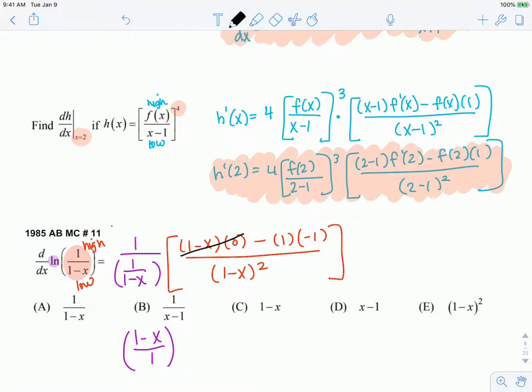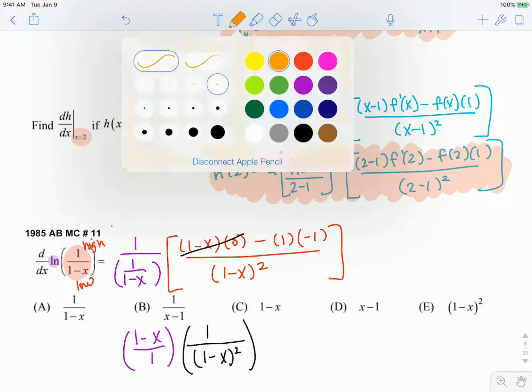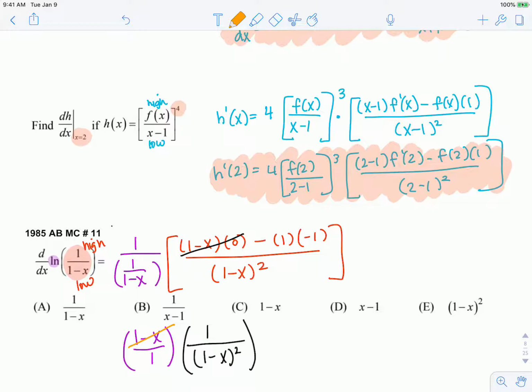This piece of our quotient rule is 0, so we're left with negative 1 times negative 1, which is 1 in our numerator, and 1 minus x squared in the denominator. So this 1 minus x in our numerator is going to cancel with one of these in our denominator, and we're left with 1 over 1 minus x, which is A.